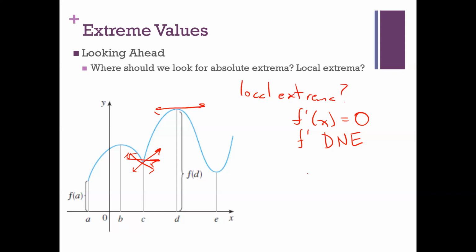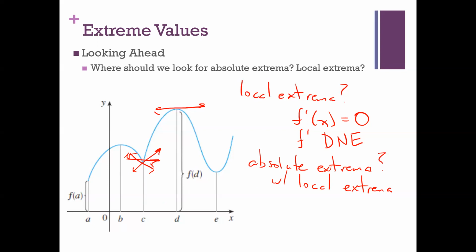How about for absolute extrema? Where might those be? Is it possible for absolute extrema to exist wherever local extrema are? Okay, so absolute extrema can exist with local extrema. Did we see examples of that on this function? Right, so f of d was an absolute max and a local max. Was that the only one that was both? Yeah, it was.